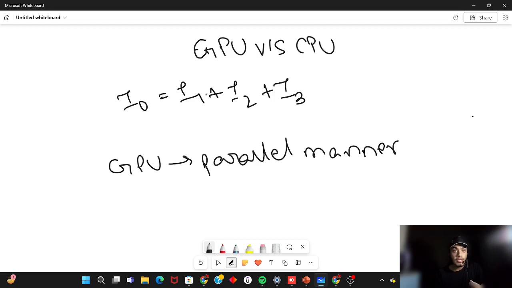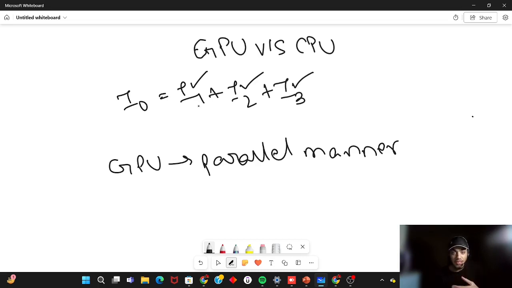So what I mean by parallel manner is the GPU would not take the sequential route, just as the CPU was taking. While the GPU is computing the value of I1, at the same time it's going to compute the value of I2, and at the same time it's going to compute the value of I3 as well.